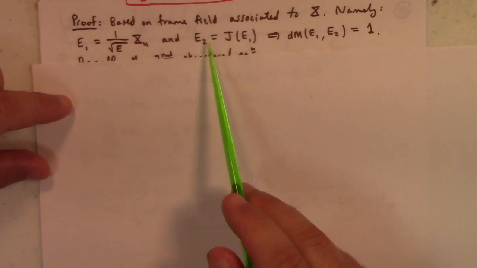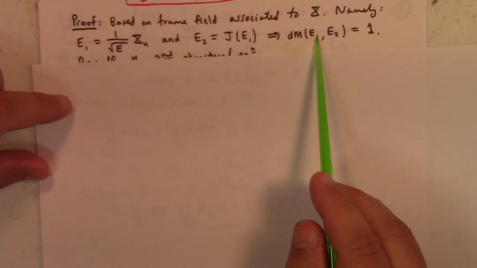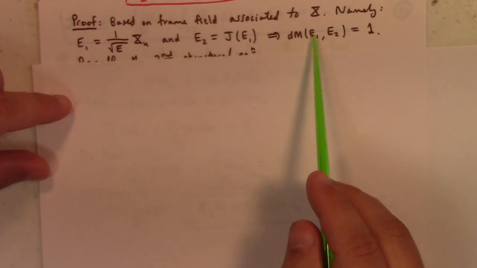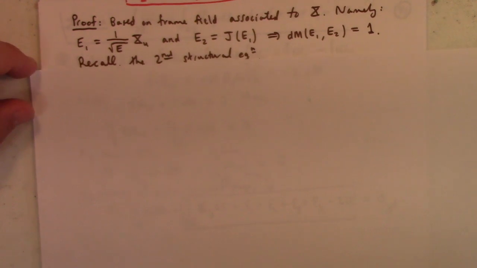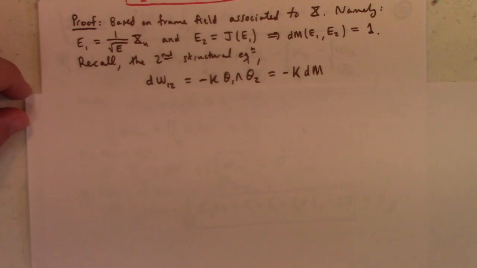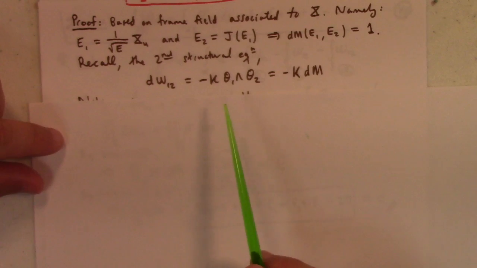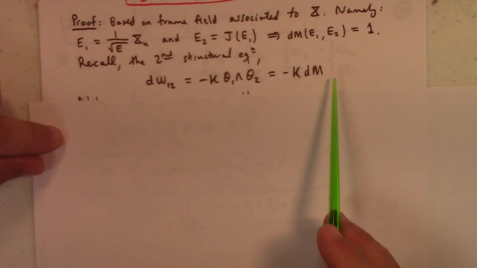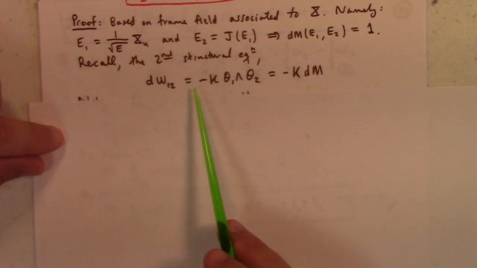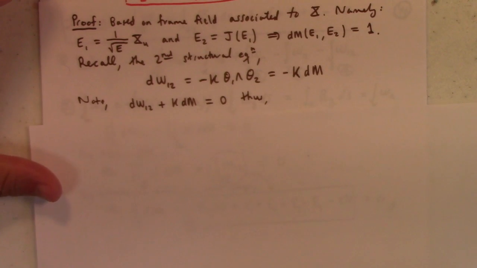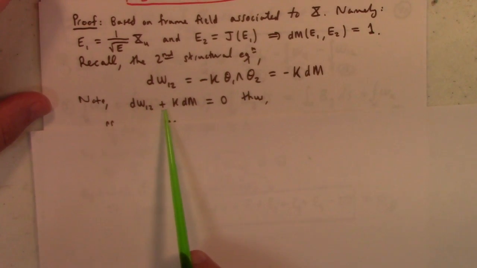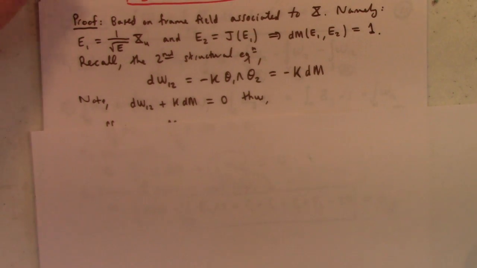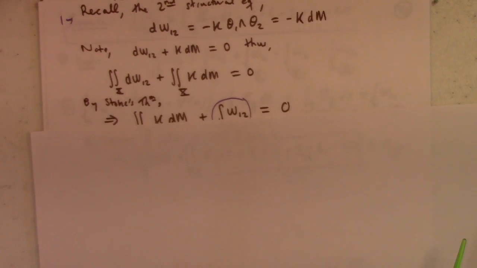And that's chosen such that dm on E1 and E2 is equal to 1. All right, so we're choosing the positively oriented frame. And then we recall the second structural equation. The second structural equation defined the Gaussian curvature for us. In particular, d omega 1, 2 is equal to minus k dm. But on the other hand, we also know that d omega 1, 2 plus k dm is equal to 0 by algebra. So, great. Then what can we do?